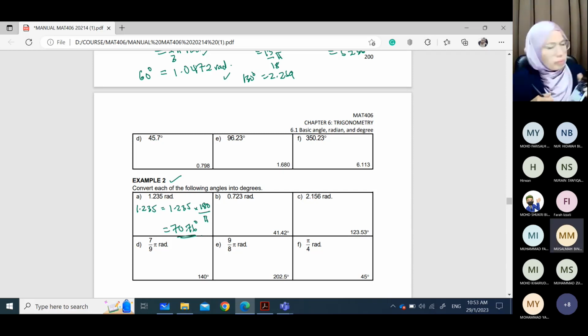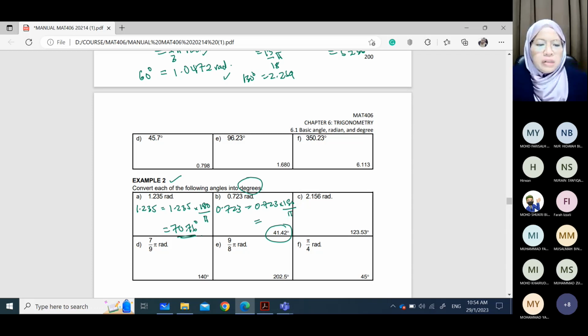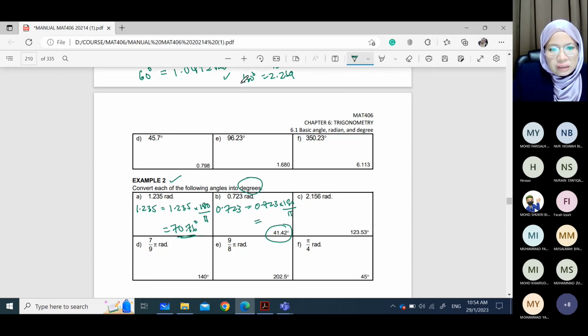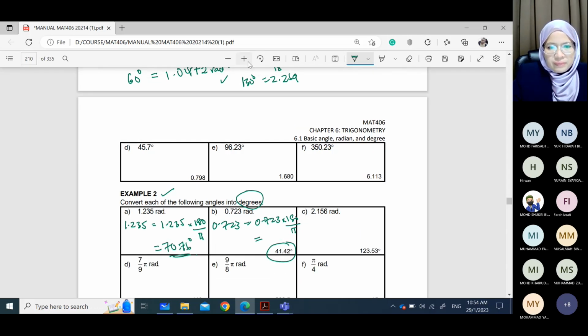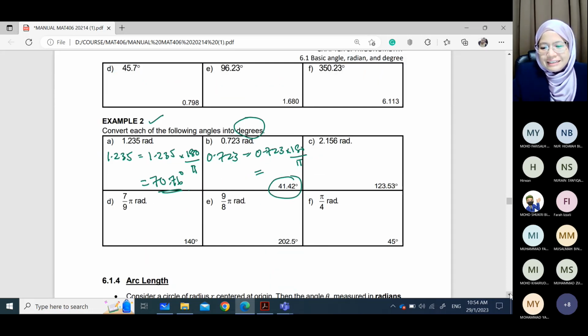So pastikan you punya mode calculator dalam radian. Okay. So yang ni pun boleh buat jugalah. 0.723 nak tukar kepada degree. Equivalent with 0.723 multiply with 180 over pi. So you akan dapat jawapan yang ini. Okay, so ini maknanya 1.235 radian is equivalent with 70.76 degrees. Boleh ya? Ada soalan? Tak ada. So kalau tak ada, kita tengok arc length.